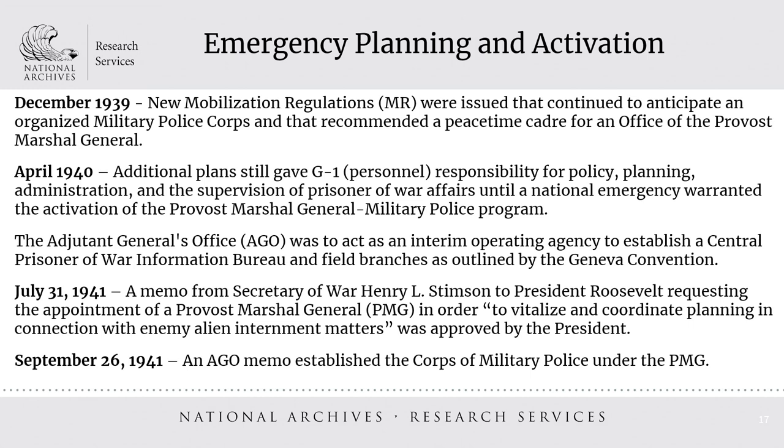It was not very long after the Basic Field Manual was issued that emergency planning and activation became necessary. At the end of 1939, mobilization regulations were issued, and throughout 1940 and the first half of 1941, other offices and organizations, like the Adjutant General's Office, were acting on an interim basis to perform some of the tasks that would eventually become the responsibility of the Office of the Provost Marshal General. The appointment of the Provost Marshal General in the summer of 1941 was approved with the initial primary goal of managing the internment of enemy aliens, and a few months later, the Corps of Military Police was also established.